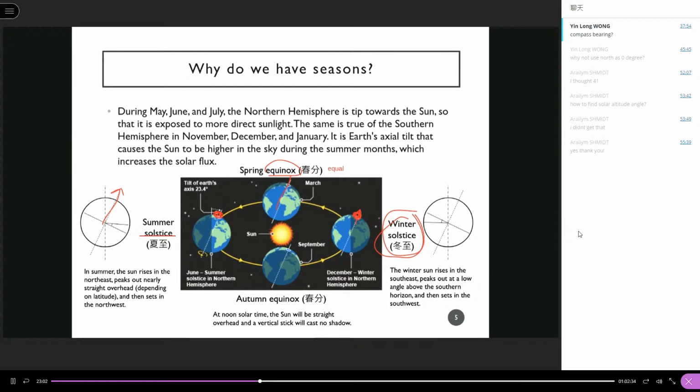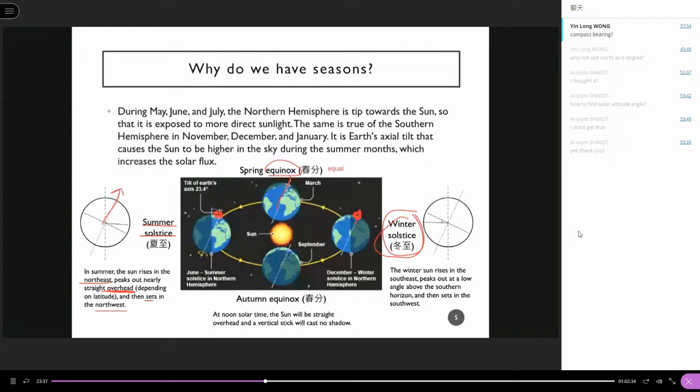So in the summer, the sun rises in the northeast. Okay, so that's the characteristics for northern hemisphere. For northern hemisphere, in the summer, the sun will rise from the northeast, not east, but northeast. And then at noon time, the sun will be almost above our head. And when it is sunset, the sun will set in the northwest.